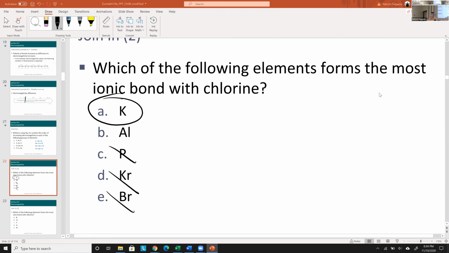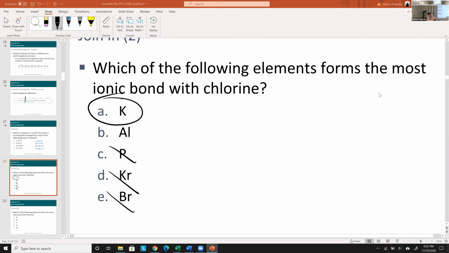So if they were asking the question, which of the following forms the strongest ionic bond? That's different, because the strongest is based on the bond energy, right? So out of potassium and aluminum, which one would form the strongest ionic bond with chlorine? What do you guys think? Remember the bond energy equation? Q1, Q2, right? So which pair would have bigger Qs? K and Cl or Al and Cl?